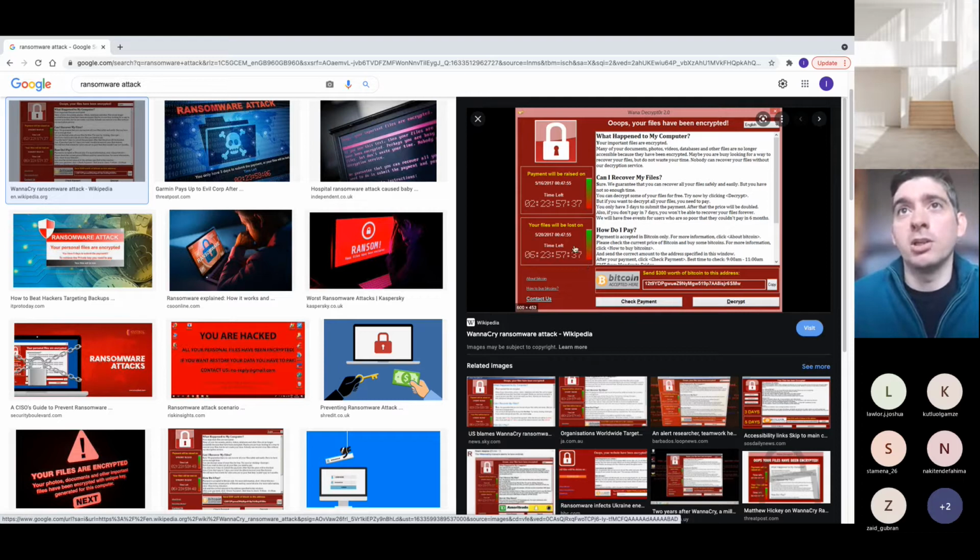Now back in 2017, that was $300 worth of Bitcoin. So it's a much smaller amount, $300 to get your files back, which may seem not that bad, but you pay them and then, you know, you're going to get hacked again, no doubt, very soon afterwards.